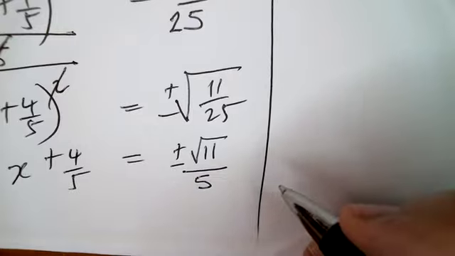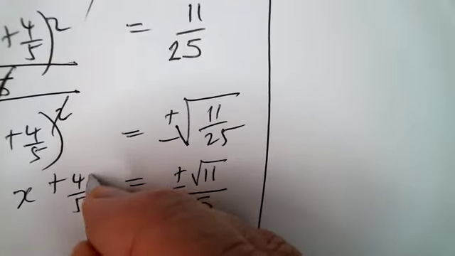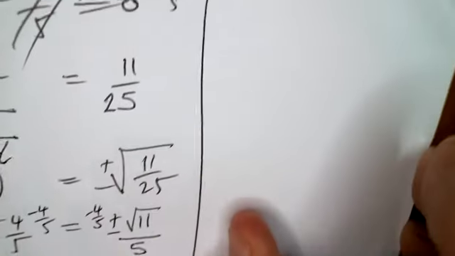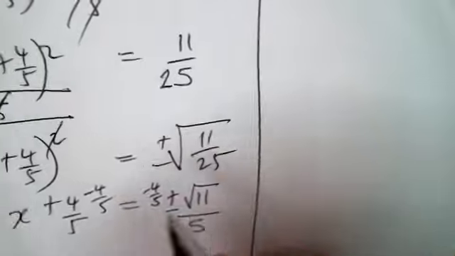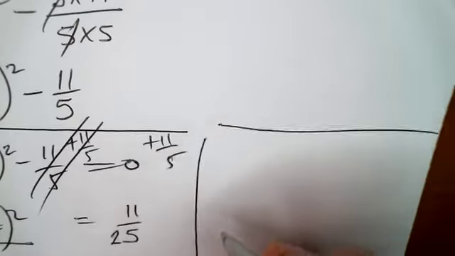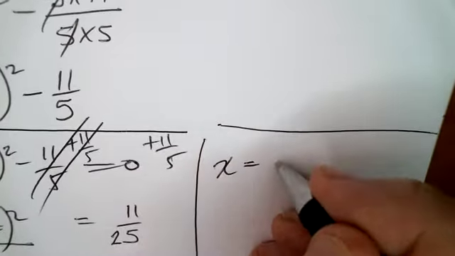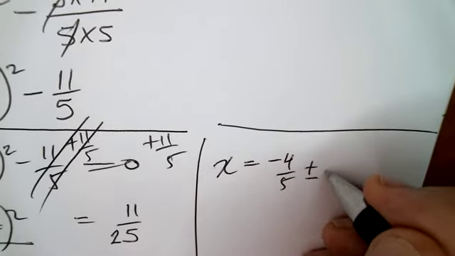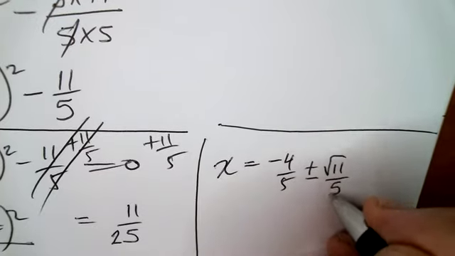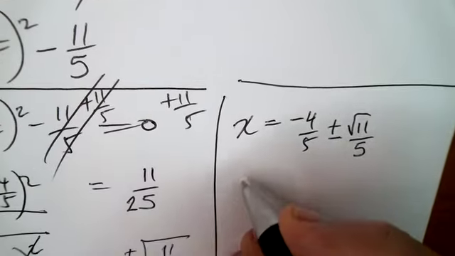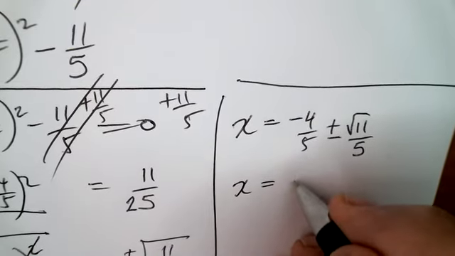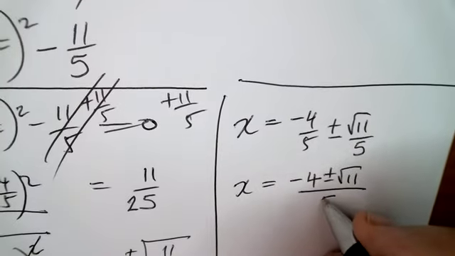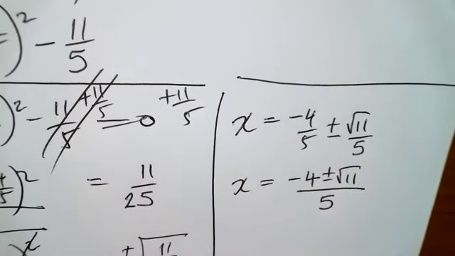Okay, so I've got my x plus, I'm going to now subtract 4/5 from both sides. Subtract 4/5. Now, when I do that, something really nice happens. First of all, that disappears and I'm left with an x. But I've also got negative 4/5 plus or minus root 11 on 5. So I've got everything on 5. So I can say x is equal to negative 4 plus or minus root 11 all over 5. And that is the answer.